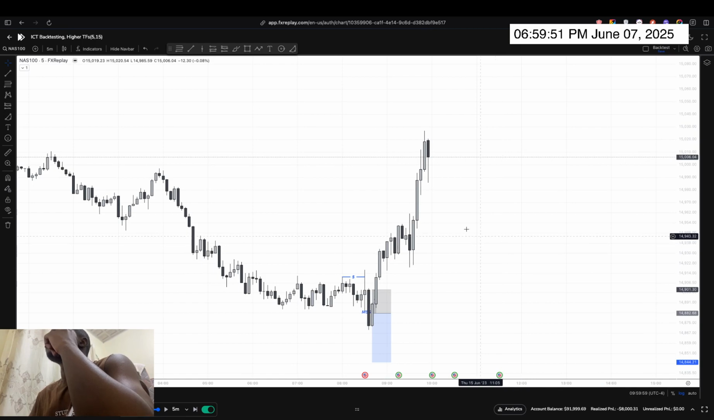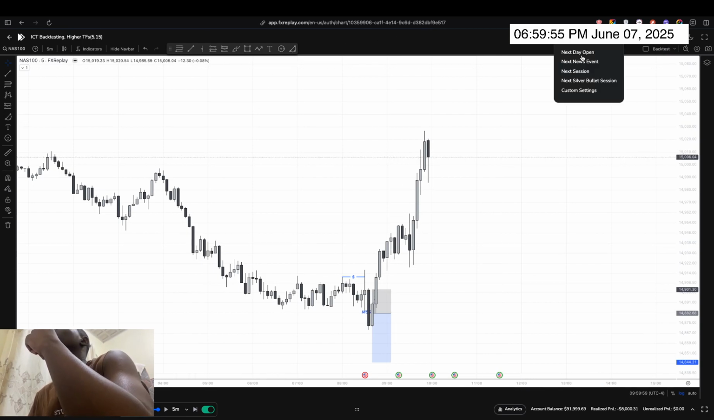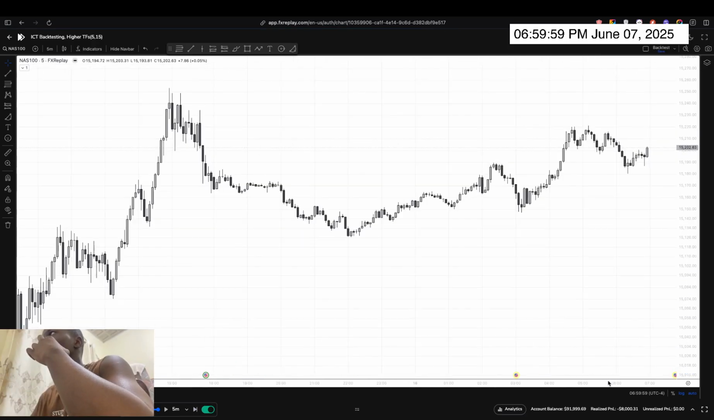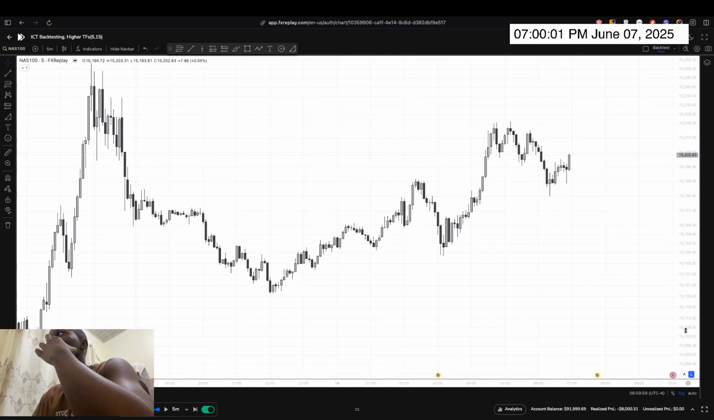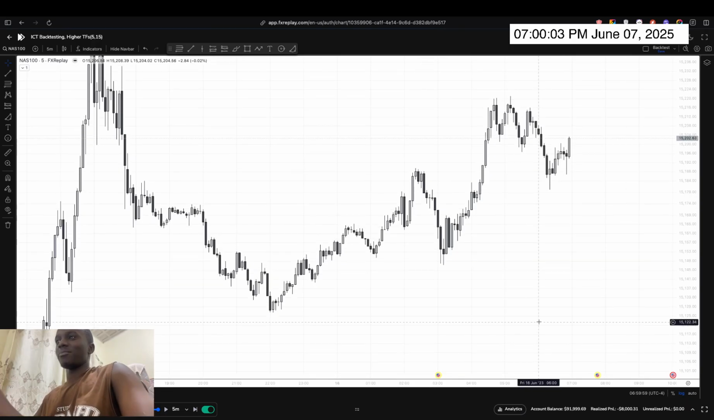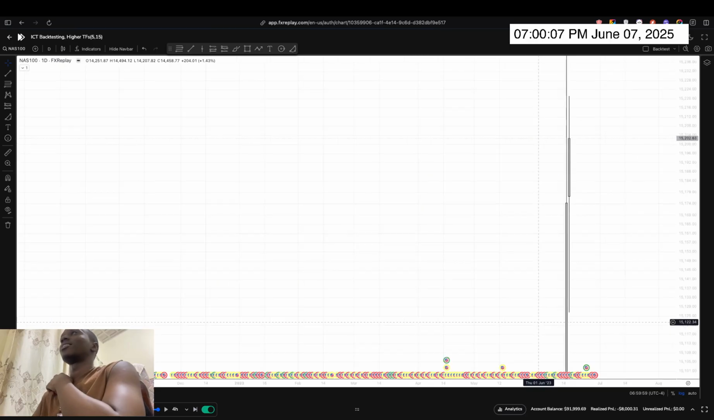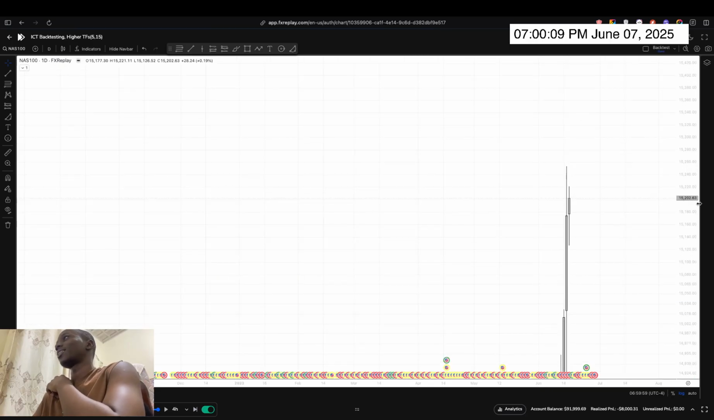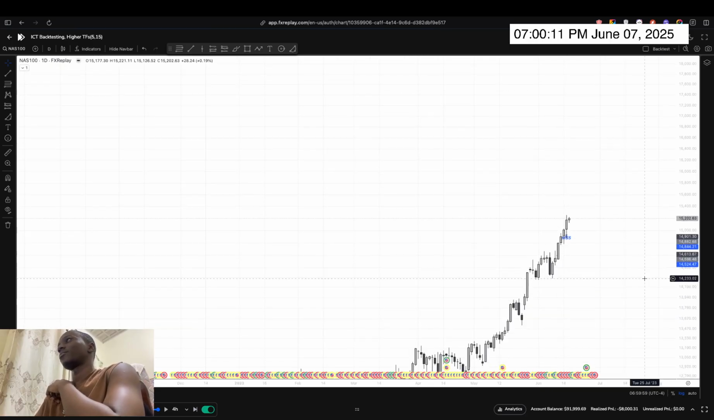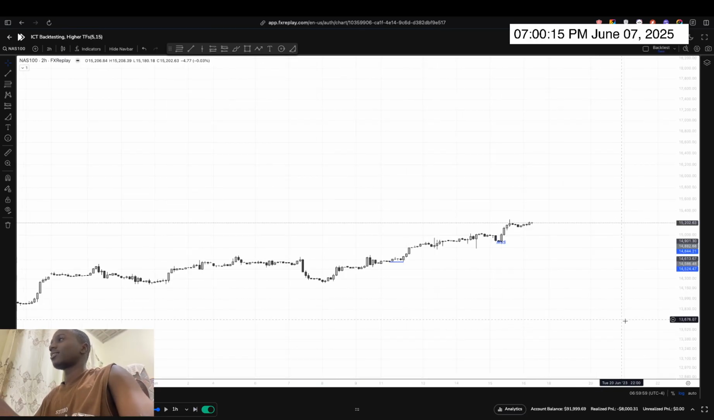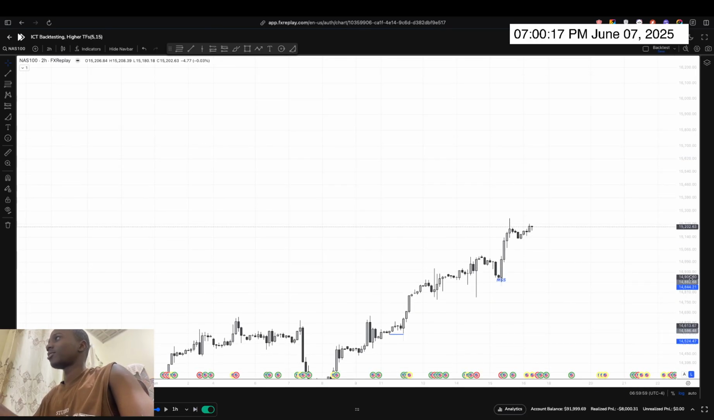Okay, kill zones, okay. Let's go to the next kill zone again. So next kill zone is right here. And let's first look at the bias. I first had to see what the bias is. So on the daily time frame, you can see that we're pushing crazy high. I think we're at the all-time high.